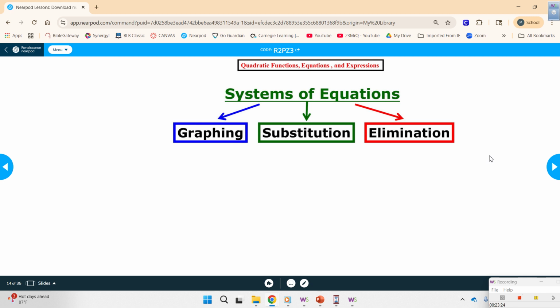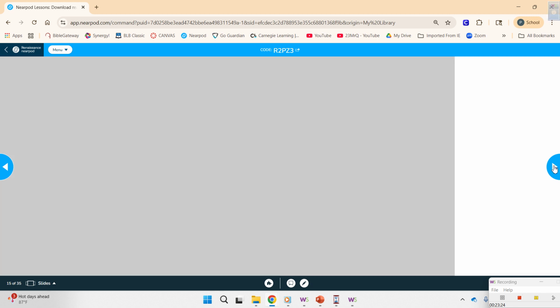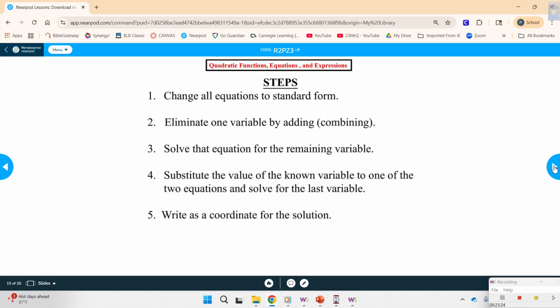We good? All right, I'm going to start off with the elimination method. Here's the process. Don't write this down. You have the code that you can go and look at the notes in case you get lost tonight. However, I am confident you won't. Here goes. To solve by elimination, we take these steps. Number 1, change the equation into standard form.